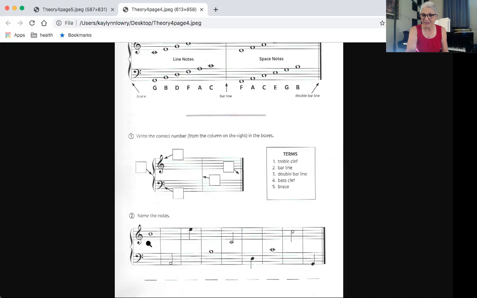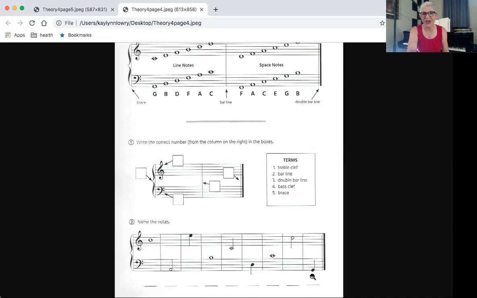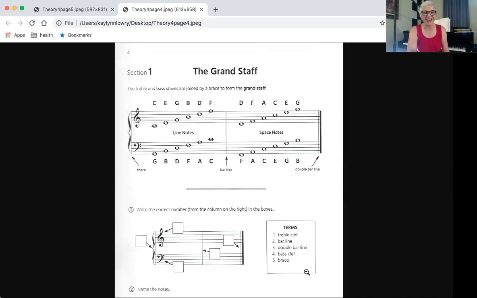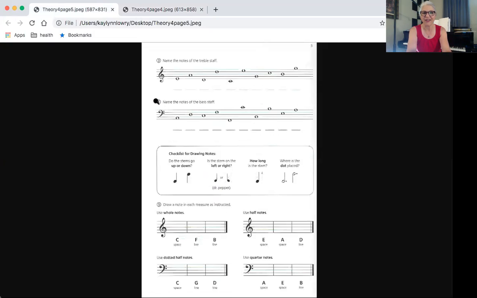Let's take a look at the answers for the bottom on number 2. These are the names of the notes: B, A, E, B, C, D, C, C, and G. Hope you got all of those right. This little chart comes in handy, doesn't it? While you're getting ready to do page 5, you might want to look back at this handy chart. Let's take a look at page 5.